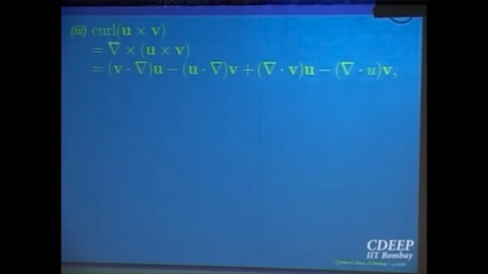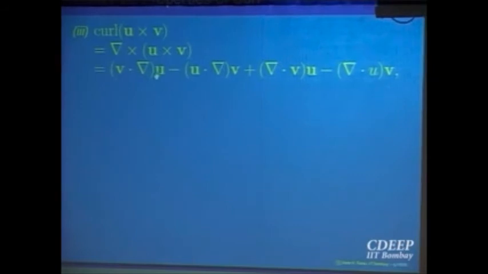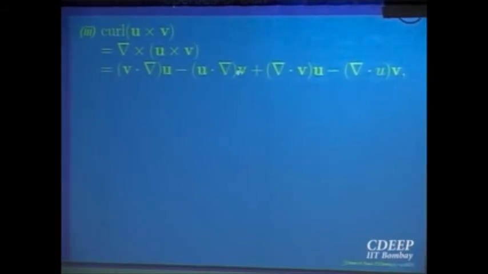So it says curl of u cross v is nothing but v dot del u minus u dot del v plus this expression. And it's not easy to remember this kind of formula. One can only compute it, but the idea is that curl of u cross v is written in terms of independent vector fields u and v. Right? What is v dot del and what is u dot del? There is something new which has appeared.